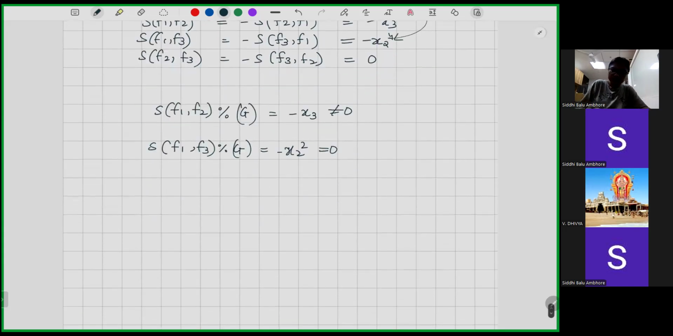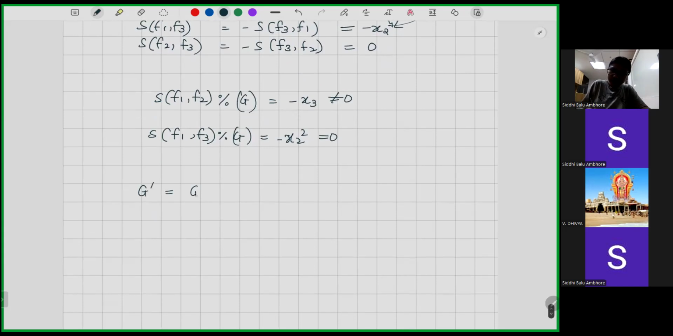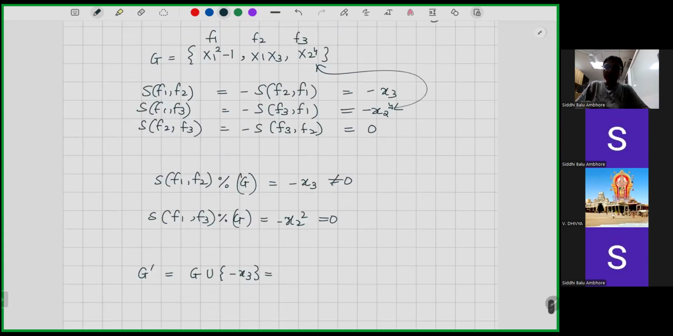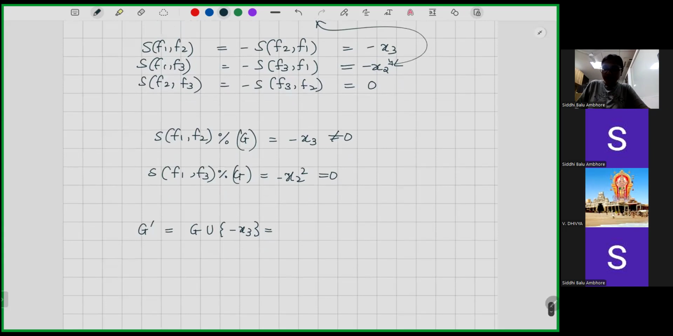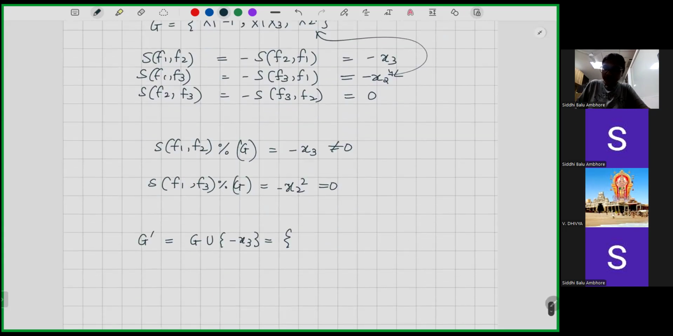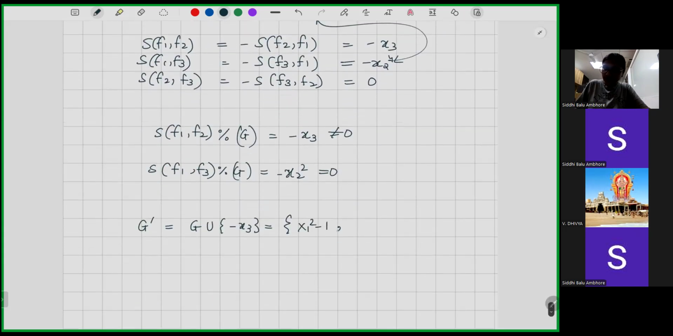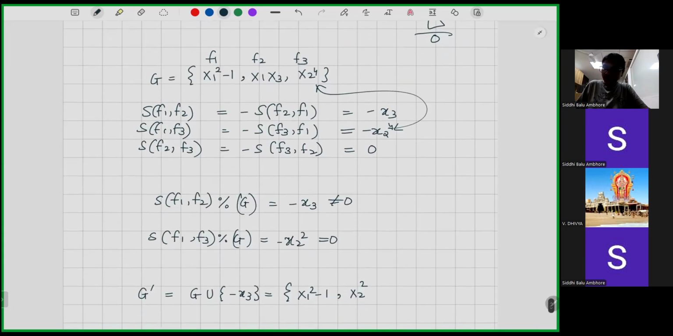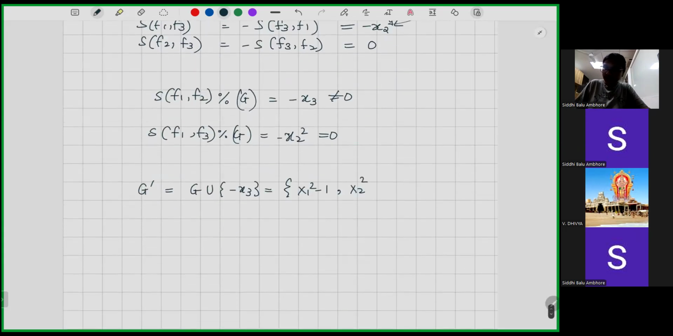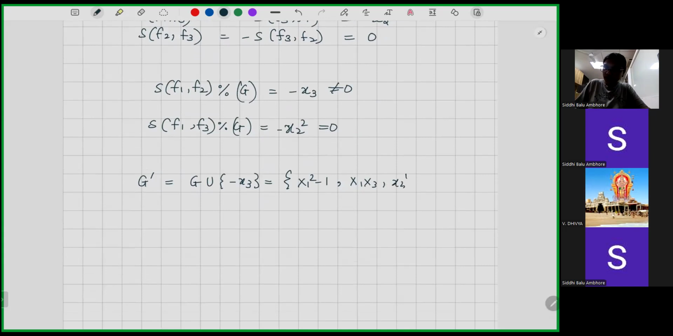So what this says is that now this is our G dash, which is G union H, which is minus x3 in our case. So my G has now become a set of 4 elements: x1 square minus 1, x1 x3, x2 power 4, and x3.